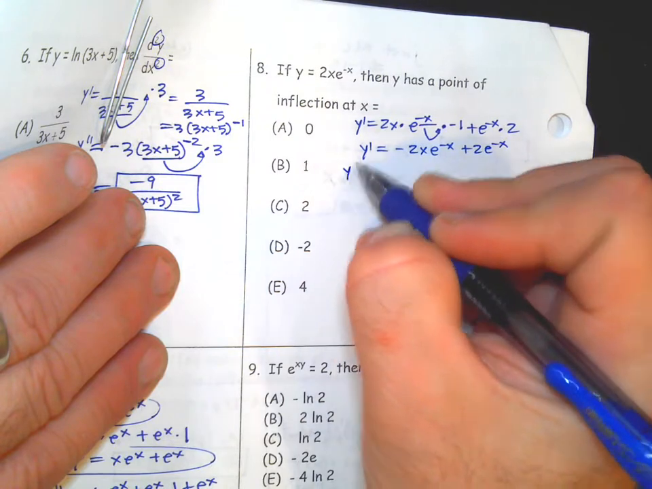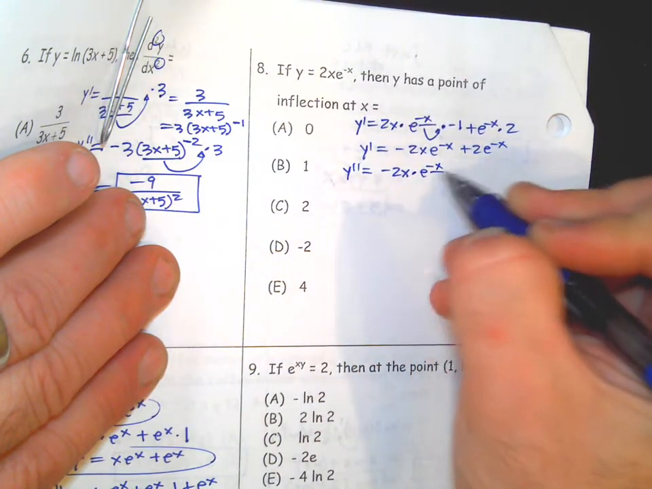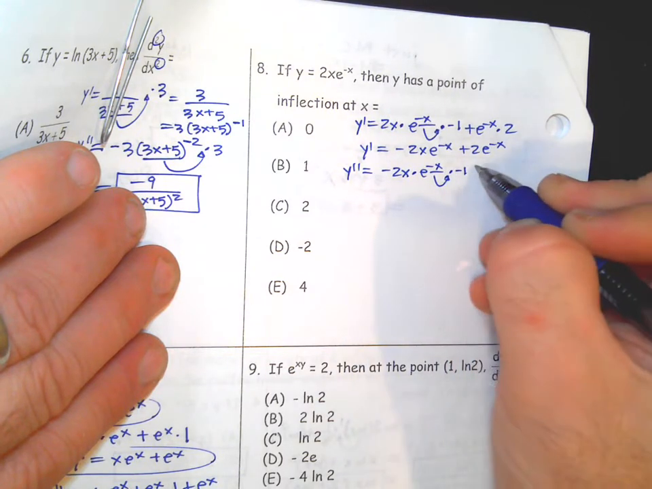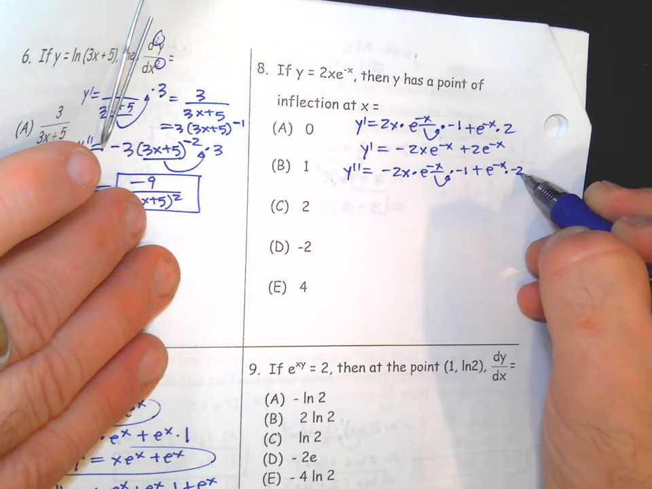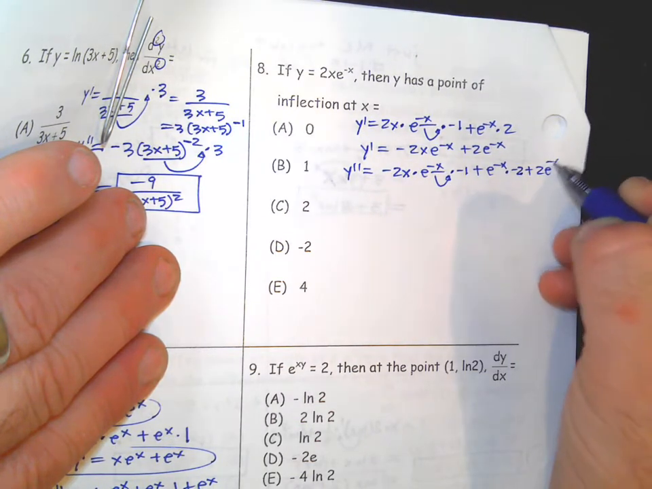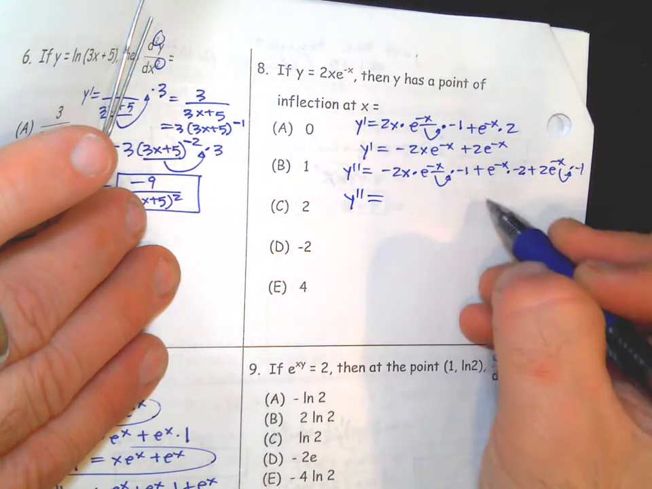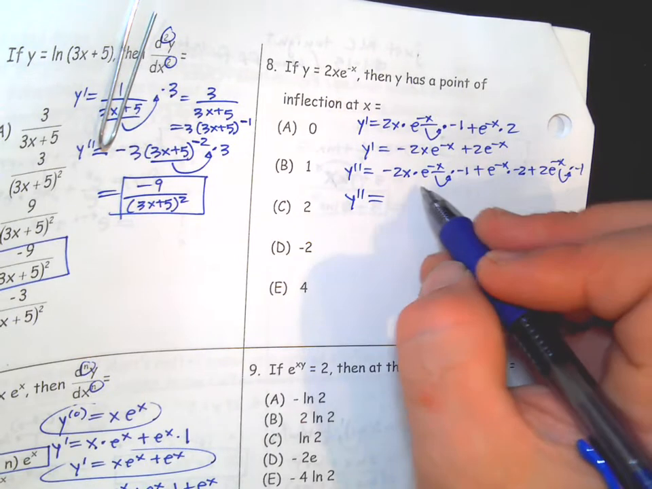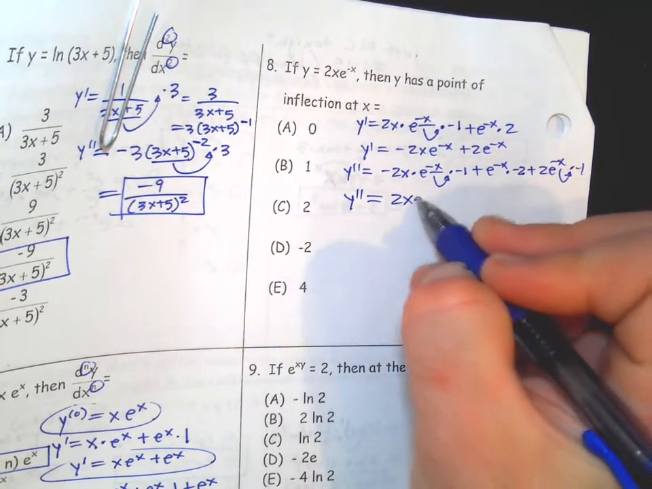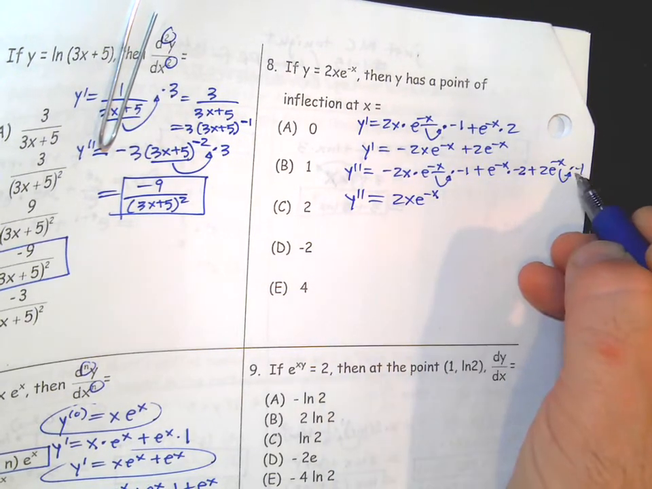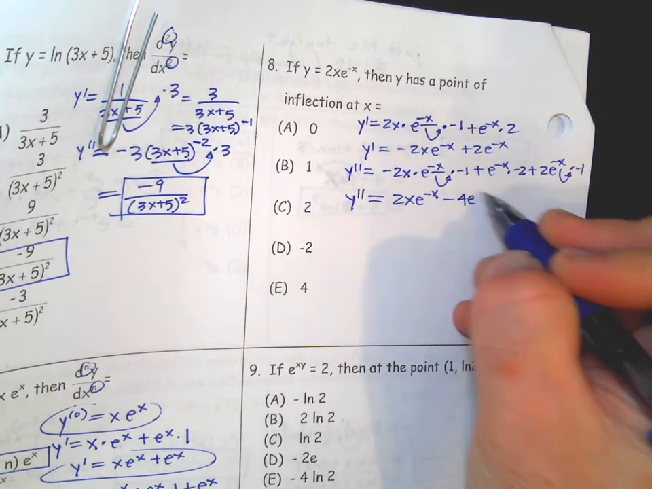Okay, so then the second derivative is going to be negative 2x times the derivative of e to the negative x, which is negative e to the negative x times the derivative of what's inside, negative 1, plus e to the negative x times the derivative of negative 2x, which is negative 2, plus 2e to the negative x times another negative 1. So if we clean this up, we have positive 2x e to the negative x. And here we have minus 2, another minus 2, minus 4e to the negative x.